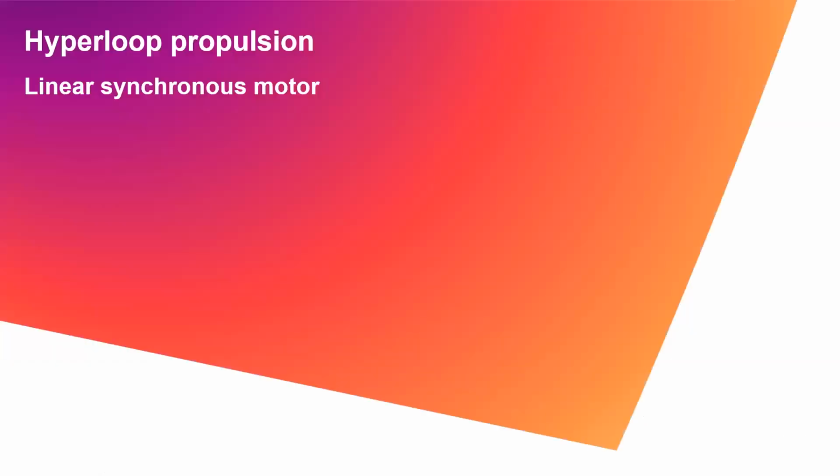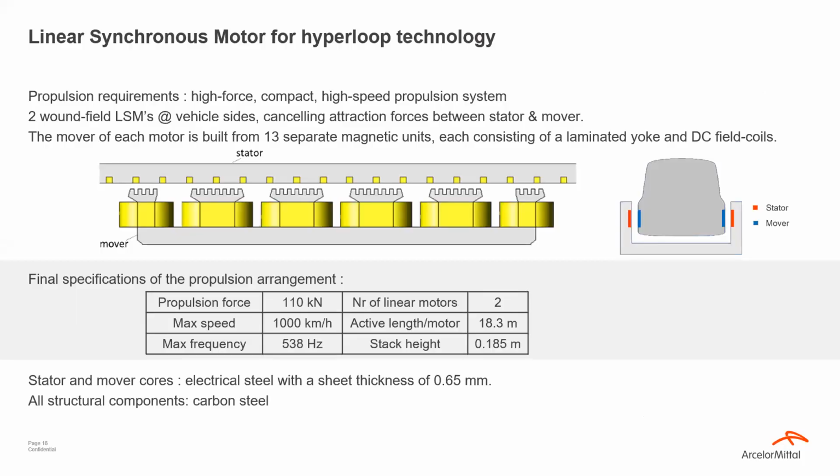Right, now a little bit more of the electromagnetic work. We have worked on linear synchronous motors, as I said, because we don't really like working with permanent magnets. We have used in this design 2 round field linear synchronous motors. They are put on either side of the vehicle, and that is done to cancel out the forces between the stator and the mover, because the forces are very high if you make it unilaterally.